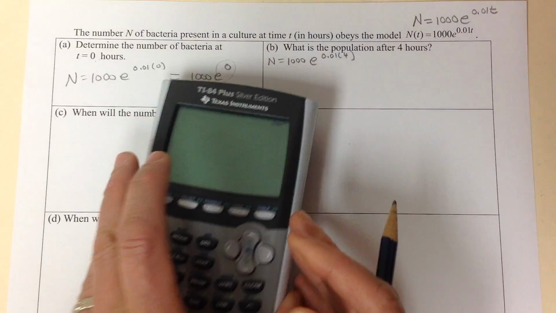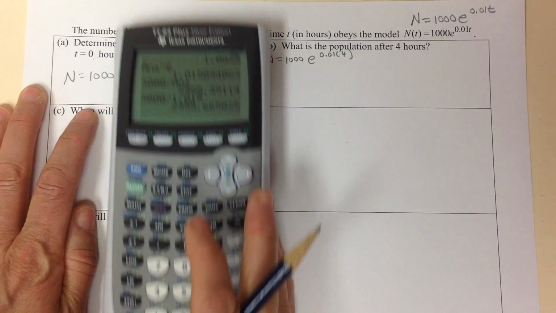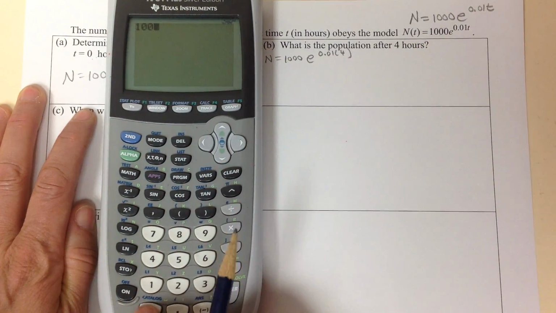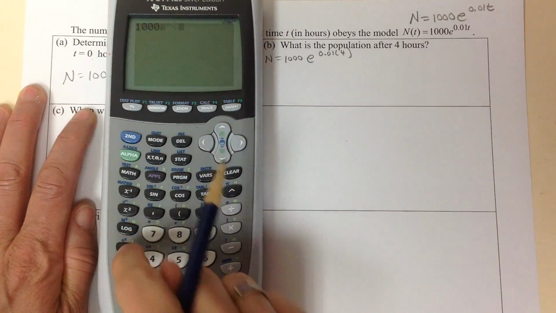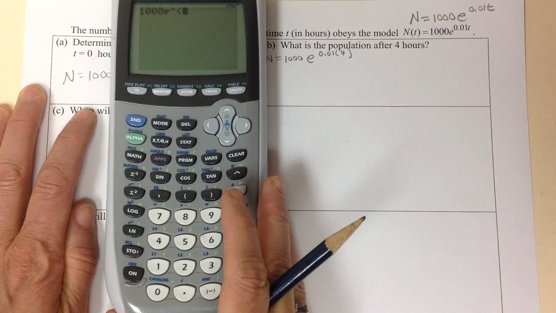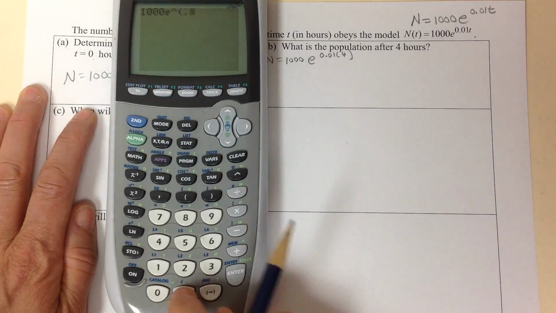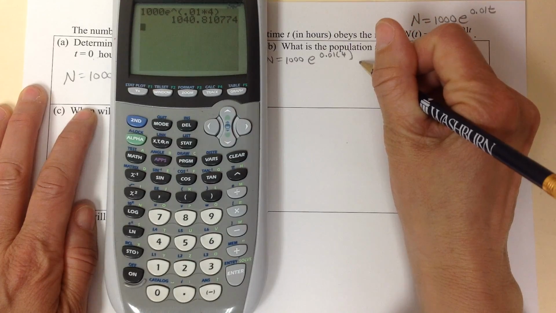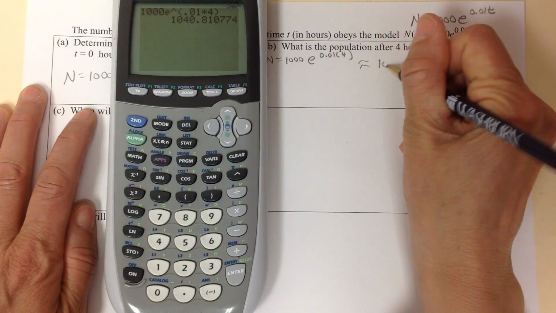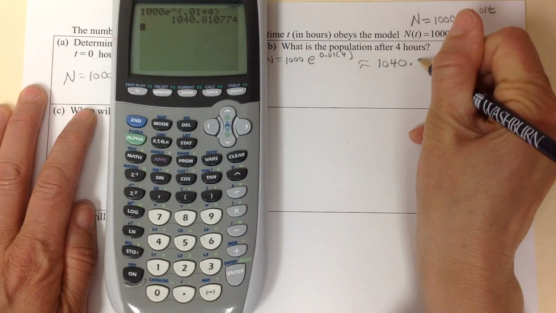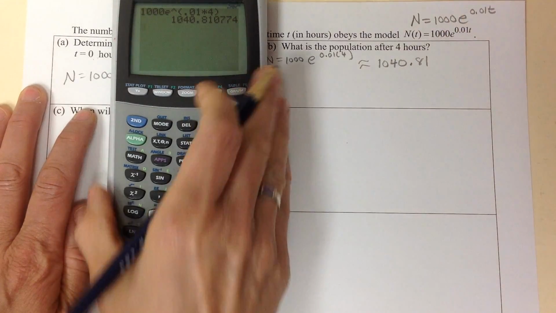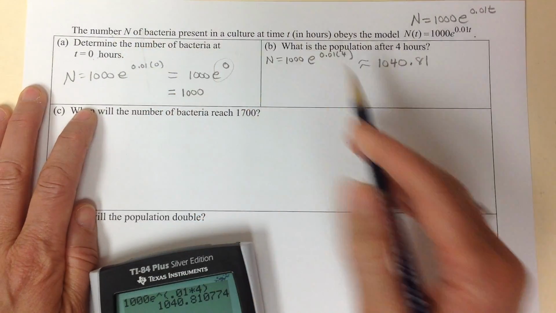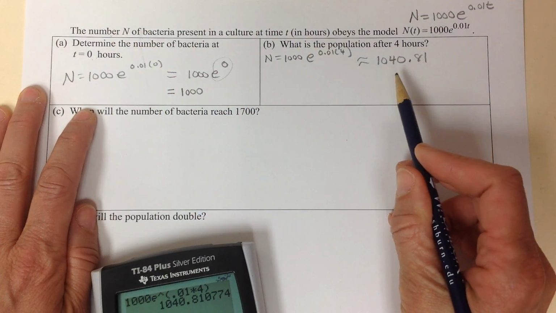I'm just going to use the calculator. Watch the exponents. The entire multiplication needs to be in the exponent, and the only thing that gets the exponent is the e. So 1000 e to the, in parentheses, 0.01 times 4, and close the parentheses. This comes out to be approximately 1040.81, but this is the number of bacteria, so we should inherently round this to a whole number.